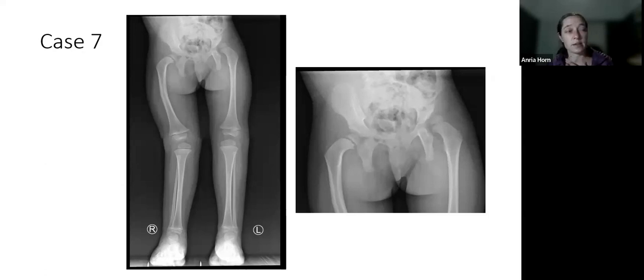She's too young to actually do anything surgically for that, maybe correct the valgus, but other than that, there's not much I can do. But that's just something to think about, because if that pelvis remains oblique like that, then she's still going to eccentrically load the acetabulum on that side.